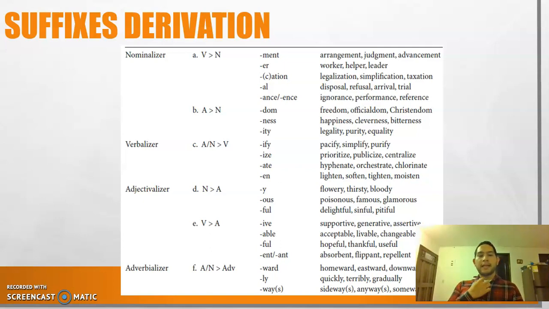And finally, the adverbializer. This means that from an adjective or a noun it changes to an adverb. And the most common, I would say, is when you add ly, because if you add this to some nouns or adjectives, it changes to an adverb. For example, quick. If you add ly, now it's quickly. Terrible. If you add ly, terribly, now it's an adverb.